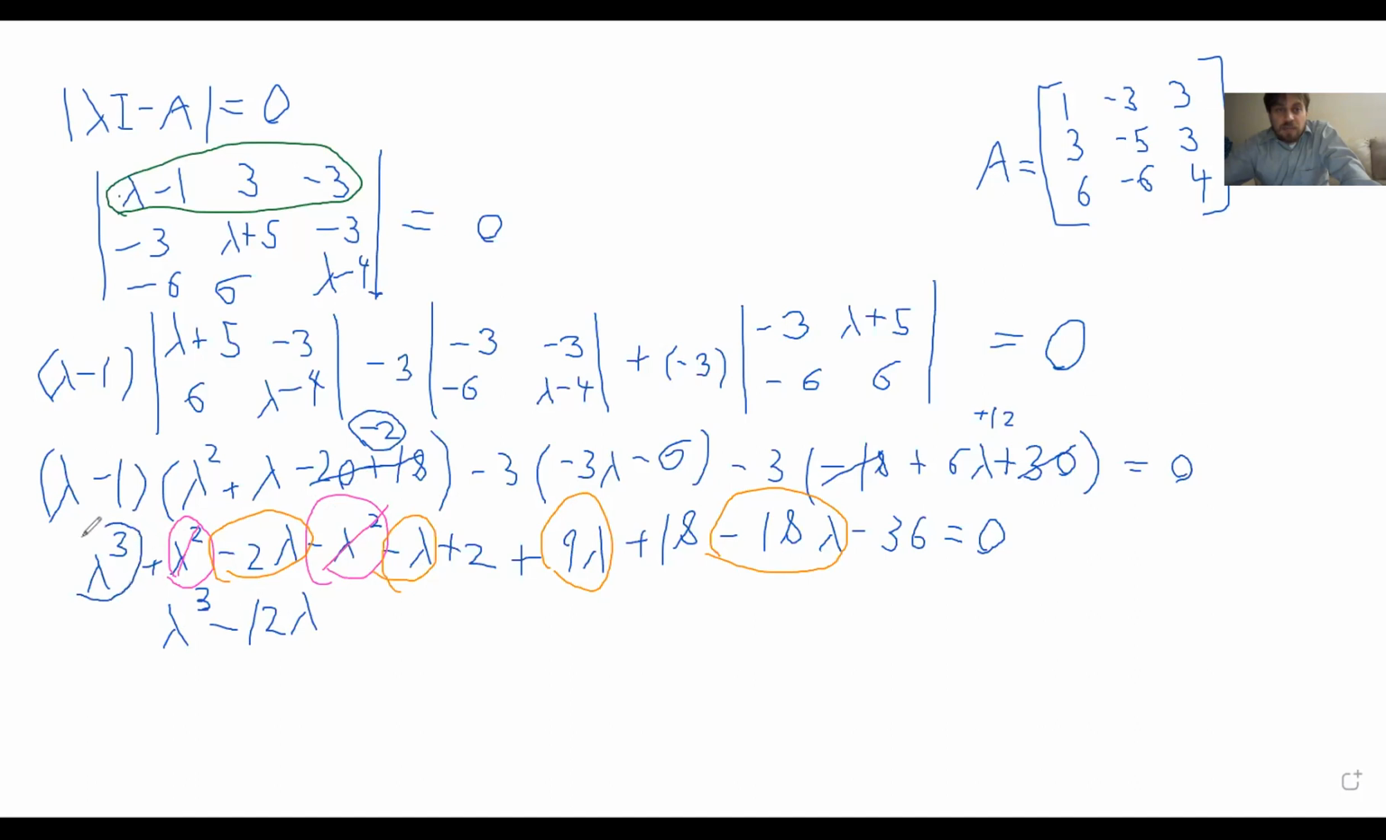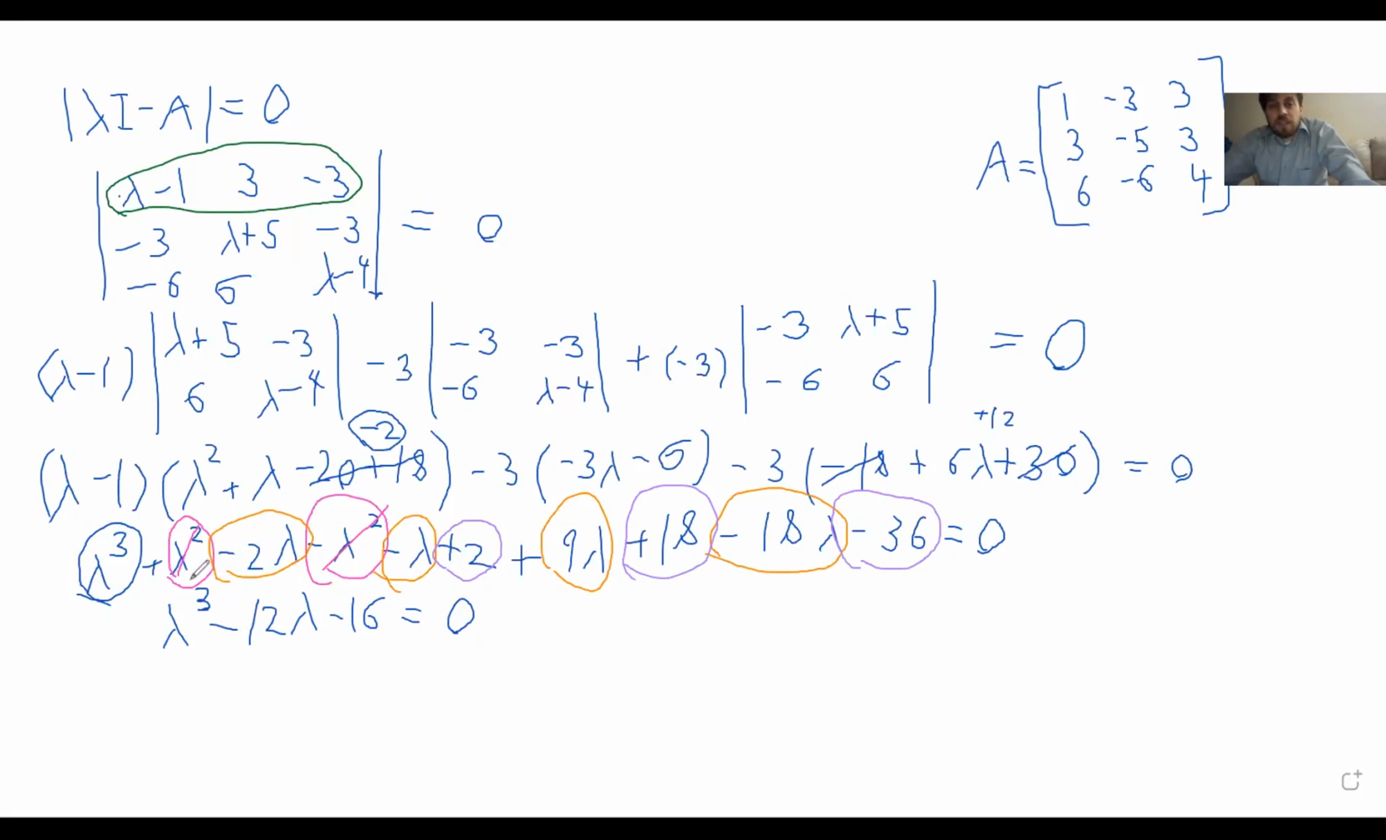We already accounted for the lambda cubed. And then the constants, we have a 2, 18, that's 20, minus 36 is minus 16. There's a minus 16 here. So we have lambda cubed minus 12 lambda minus 16 is equal to 0.